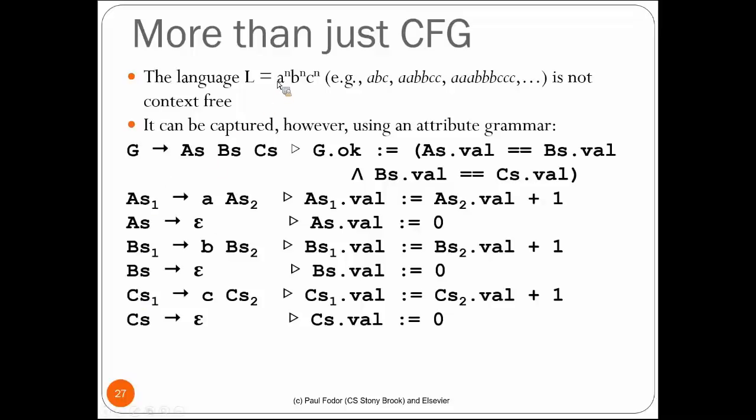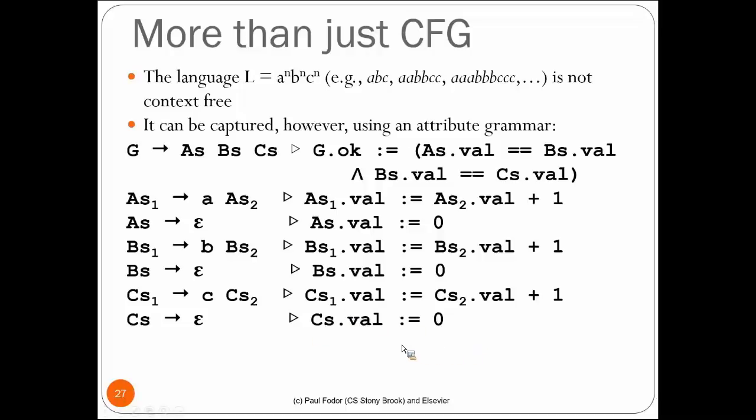Now, the context-free grammar itself does not recognize this language. It recognizes a different language: any number of A's followed by any number of B's followed by any number of C's. So if we actually want to capture the fact that we have n A's, n B's, and n C's, we must define it with attributes.